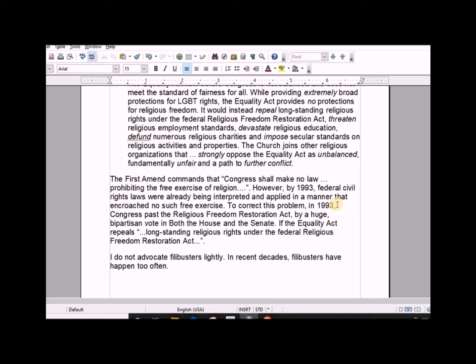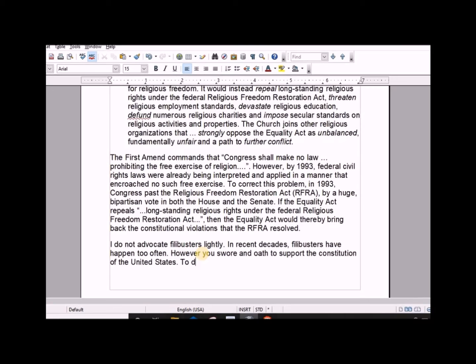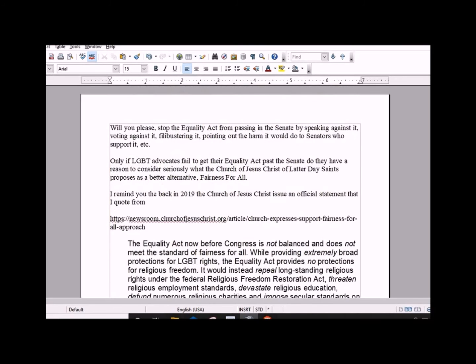If the Equality Act repeals long-standing religious rights under the Federal Religious Freedom Restoration Act, then it would thereby bring back constitutional violations that the RFRA corrected.